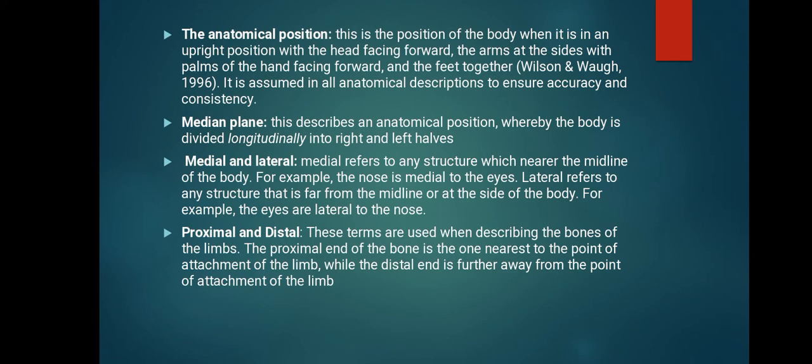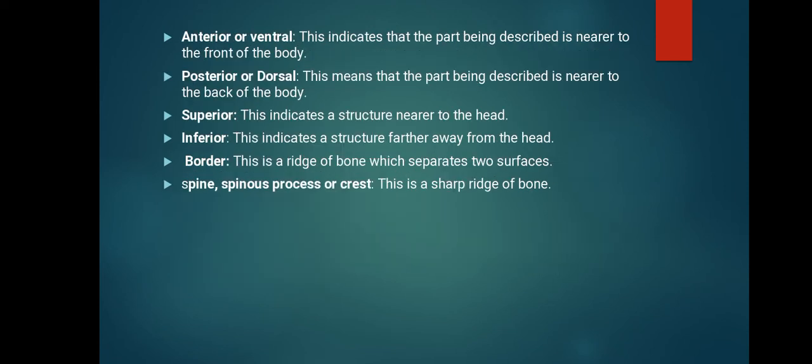Proximal and distal. These terms are used when describing the bones of the limbs. The proximal end of the bone is the one nearest to the point of attachment to the limb, while the distal end is the one far away from the attachment of the limb. So anterior or ventral. This indicates the part being described is nearer to the front of the body. So it's either anterior or ventral. It's how you pronounce them. Posterior or dorsal, this means the part being described is nearer to the back of the body.